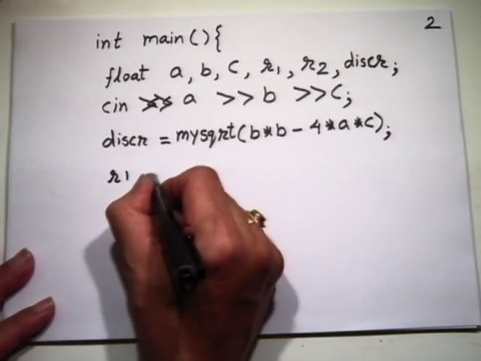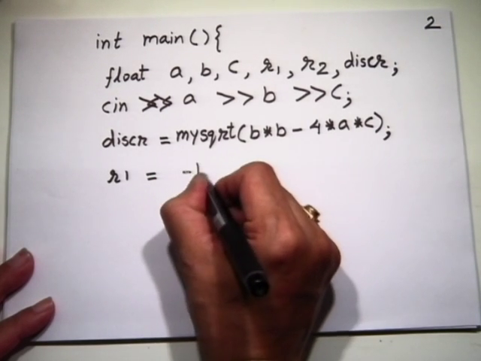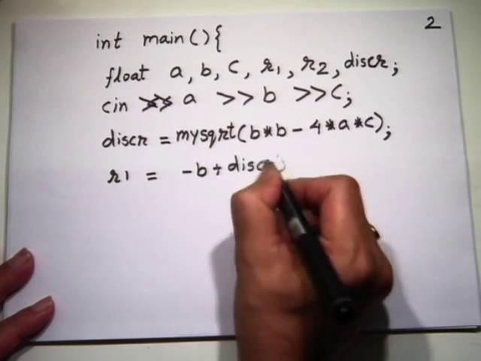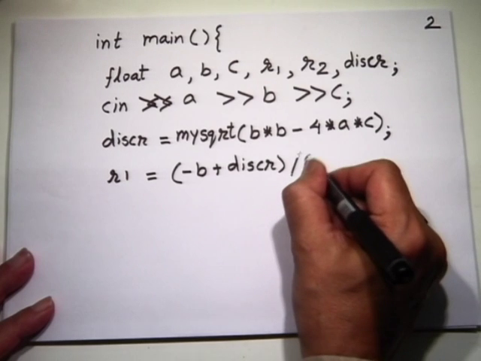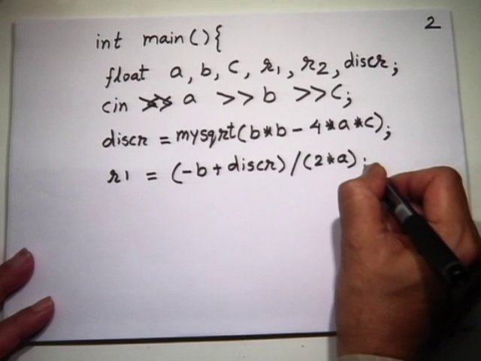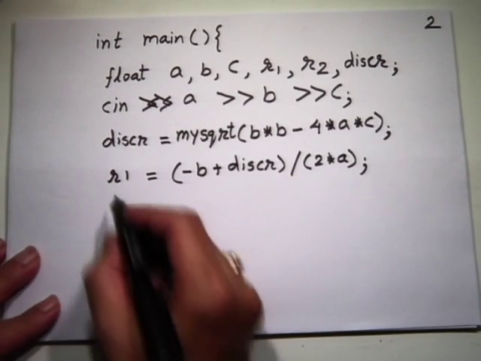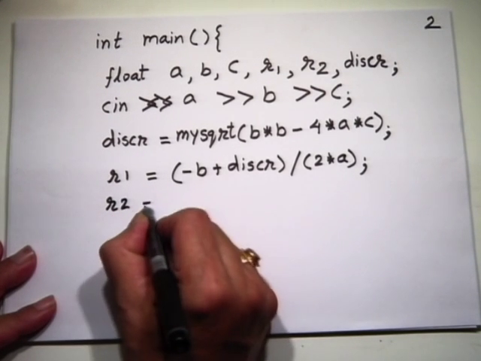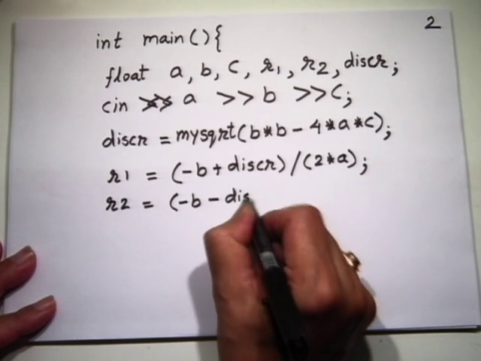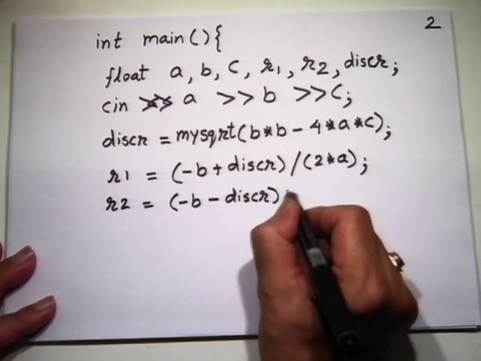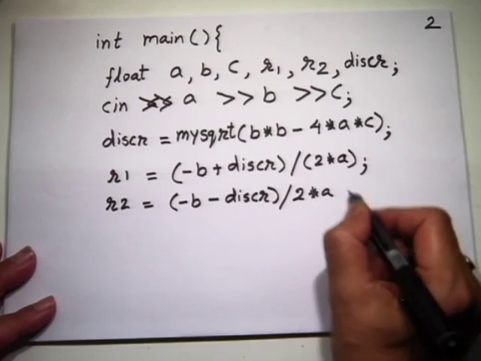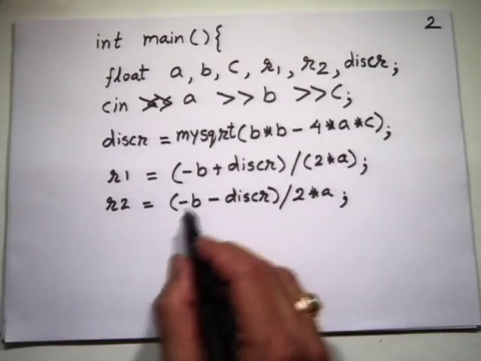R1, what will be R1 equal to? Minus B plus discriminant divided by 2 multiplied by A. Do you agree this is the correct statement? And what will be R2? Minus B minus discriminant divided by 2. Suppose I write this, will it be all right?